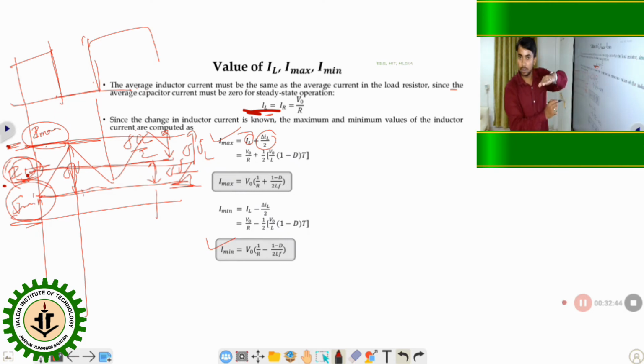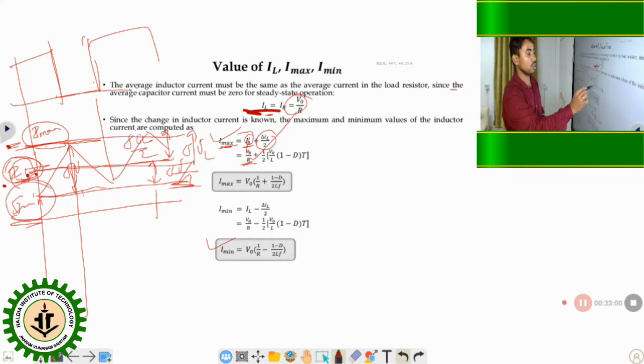Just from here, V naught by R. I just put here V naught by R, then del IL by 2, so 1 by 2. Then what is the del IL? Net change in inductor current. I take here the off period, so off period means (1 minus D) into T. And here the del IL, so what will the current del IL be?